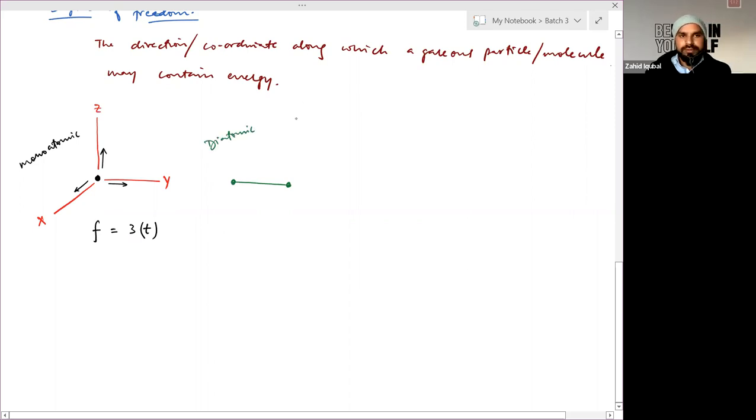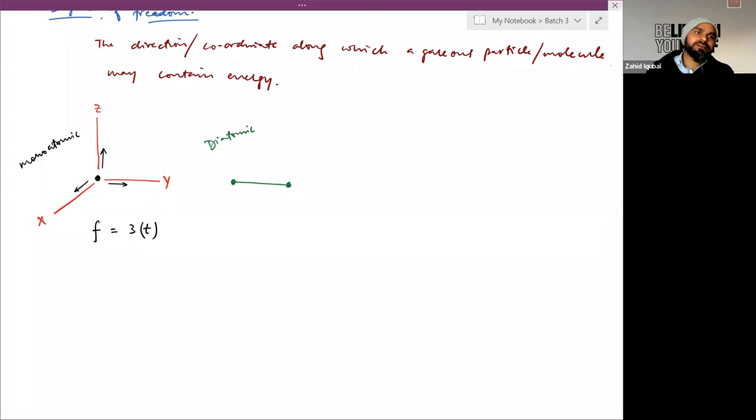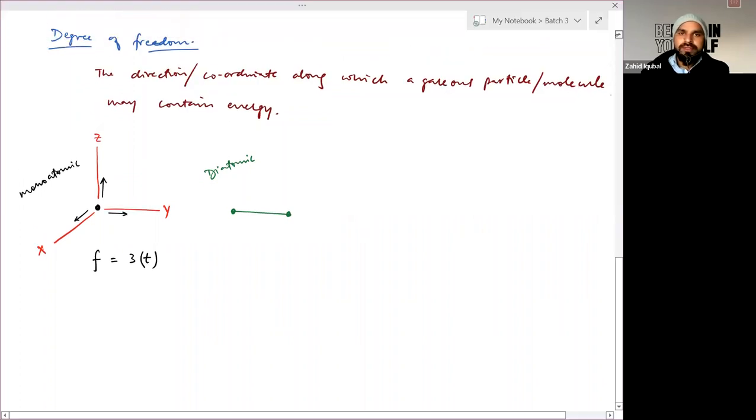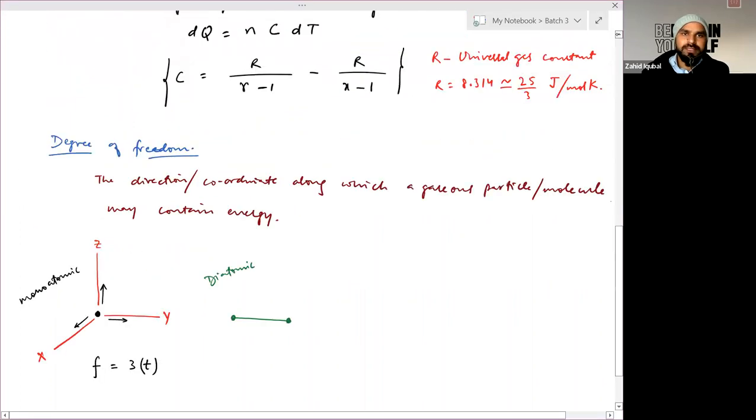Now suppose you have a diatomic molecule, such as nitrogen, oxygen, hydrogen, like this. First write it down till this part.